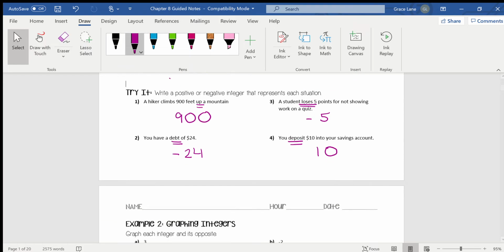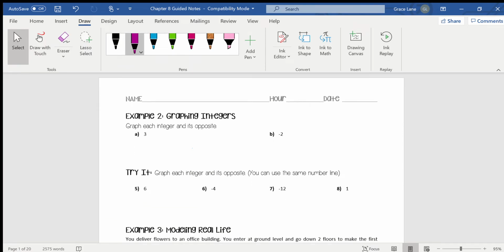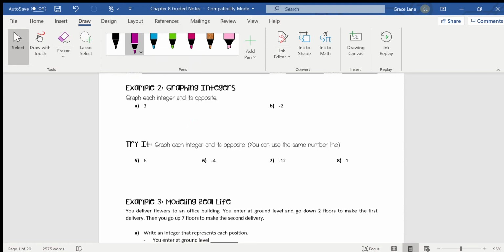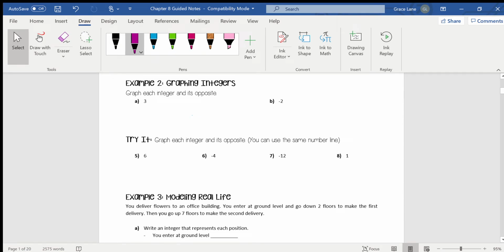The next example is graphing. And so we are graphing different integers on a number line, and we're also going to start talking about their opposite. And so I'm going to draw one number line for both A and B just to save space. So if you think about a number line here, that might be too big, but 0 is usually in the middle. It's neither positive or negative.